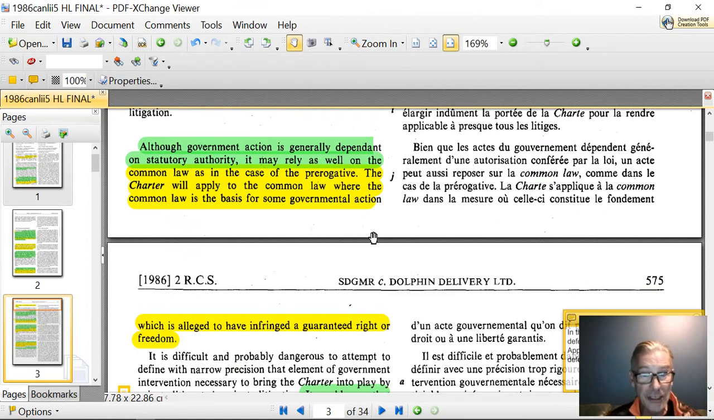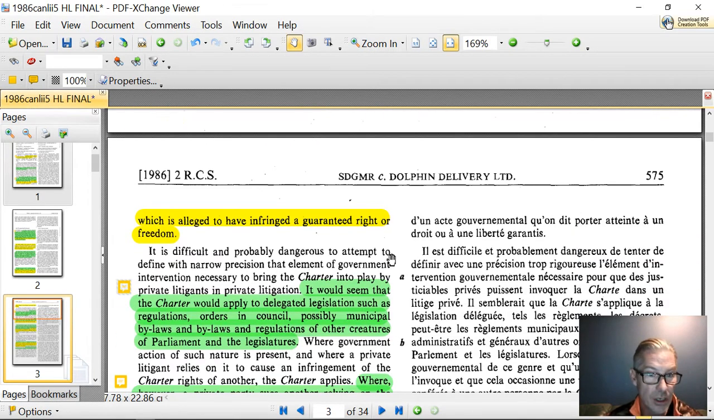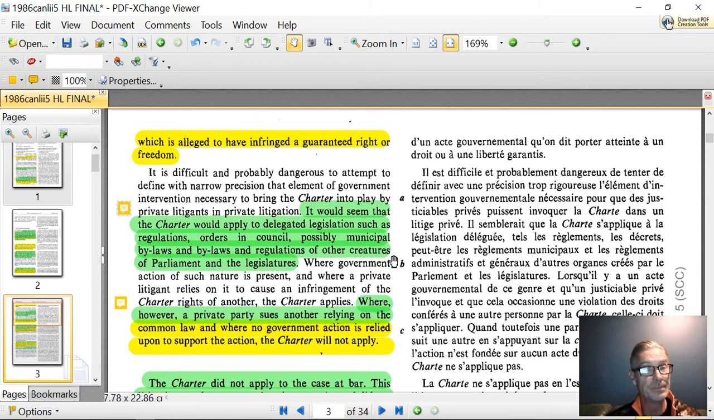Although government action is generally dependent on statutory authority, it may rely as well on the common law, as in the case of the prerogative, the right or freedom. The Charter will apply to the common law where the common law is the basis for some government action which is alleged to have infringed a guaranteed right or freedom.